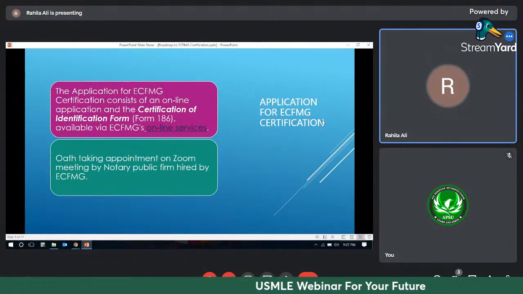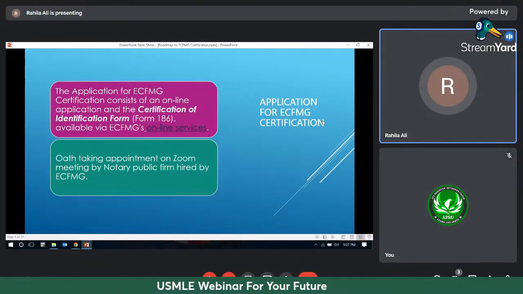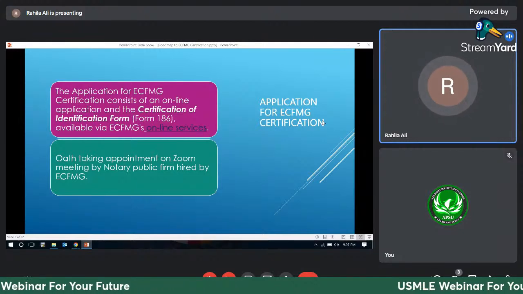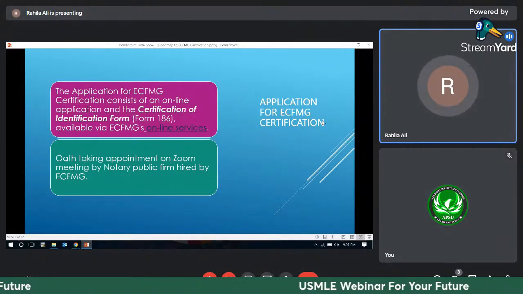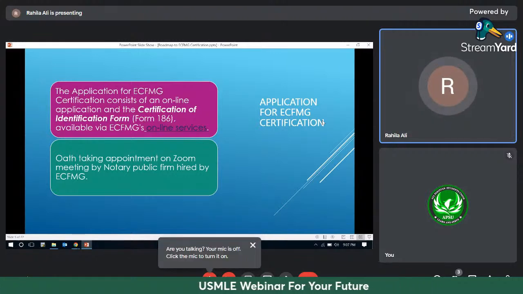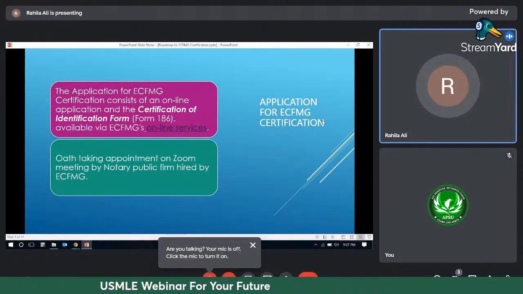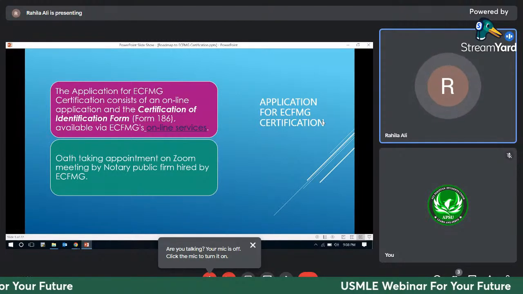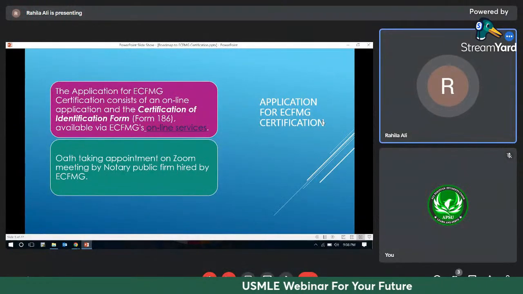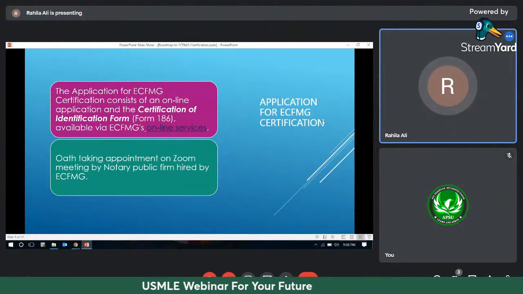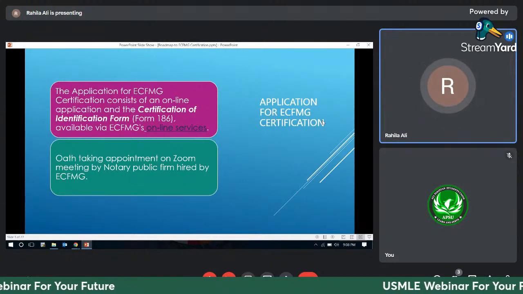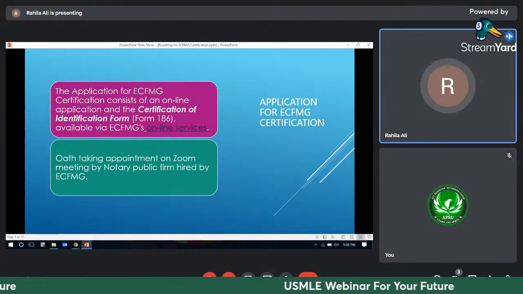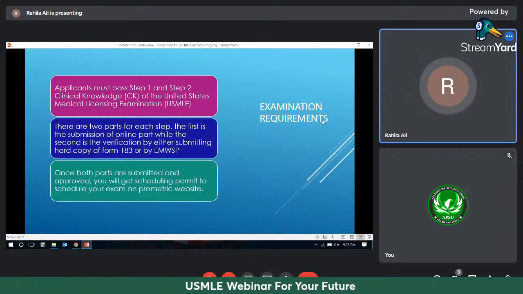So the process for ECFMG certification: the first thing is you have to complete the application process. The application for ECFMG certification consists of an online application, and you have to get an identification form, which they call Form 183. Go to the ECFMG website and fill this form, and after that they will share a link with you where you have to take an oath on Zoom with a notary public firm hired by the ECFMG. After that, you will receive Form 183.